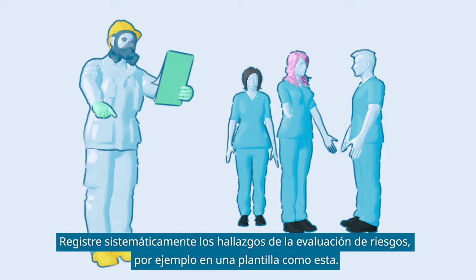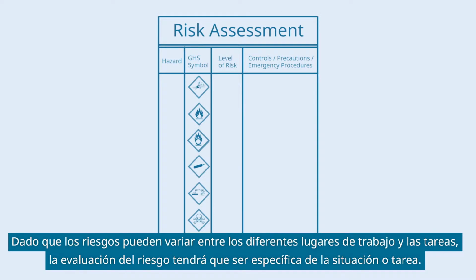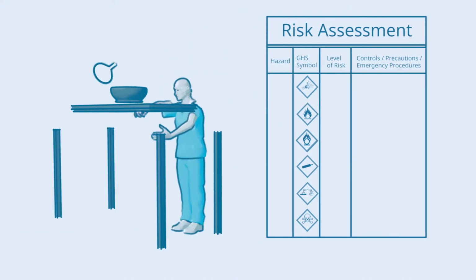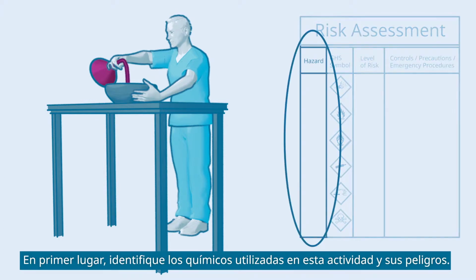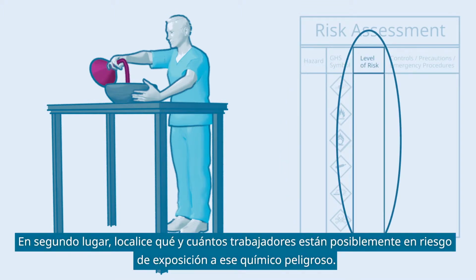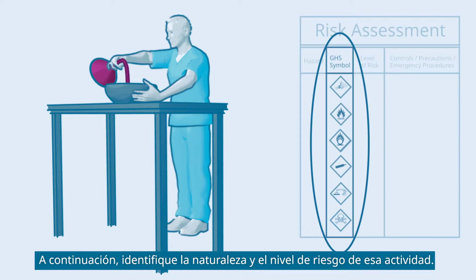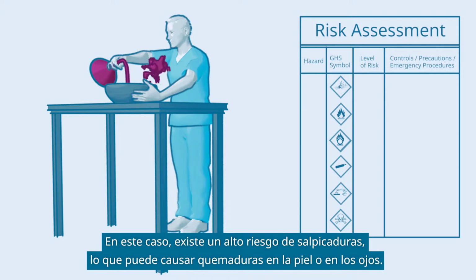Systematically record the findings of the risk assessment, for example, in a template like this one. Since the risks may vary between workplaces and tasks, the risk assessment will have to be situation or task specific. For example, here, when a worker transfers a chemical. First, identify the chemical substances used in this activity and their hazards. Second, locate which and how many workers are possibly at risk of exposure to that hazardous chemical. Next, identify the nature and level of risk of that activity. In this case, there is a high risk of splashing, which may cause skin or eye burns.